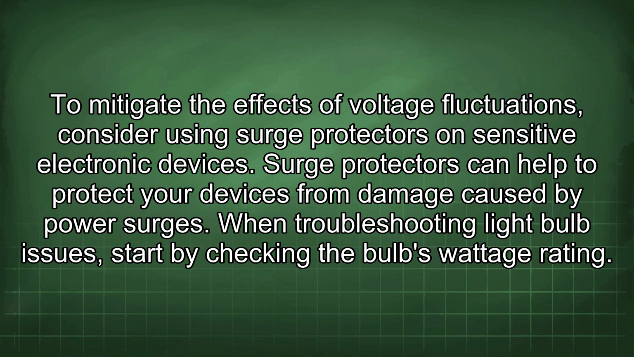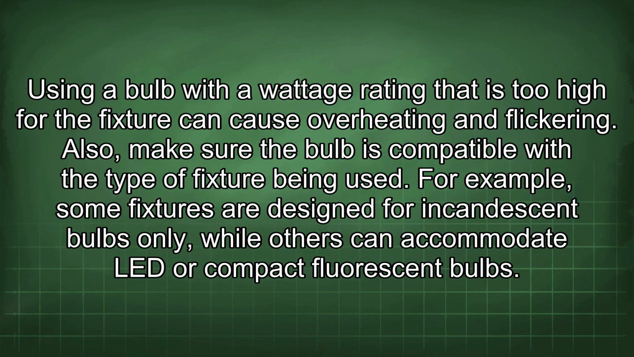When troubleshooting light bulb issues, start by checking the bulb's wattage rating. Using a bulb with a wattage rating that is too high for the fixture can cause overheating and flickering. Also, make sure the bulb is compatible with the type of fixture being used. For example, some fixtures are designed for incandescent bulbs only, while others can accommodate LED or compact fluorescent bulbs.